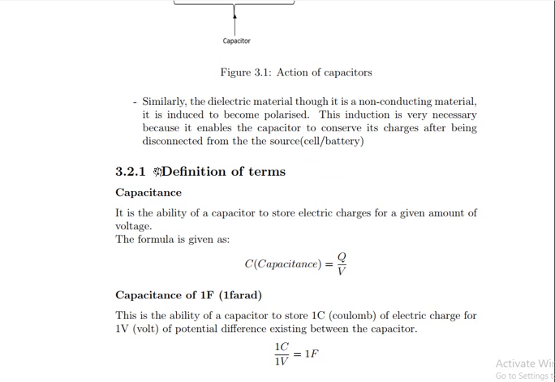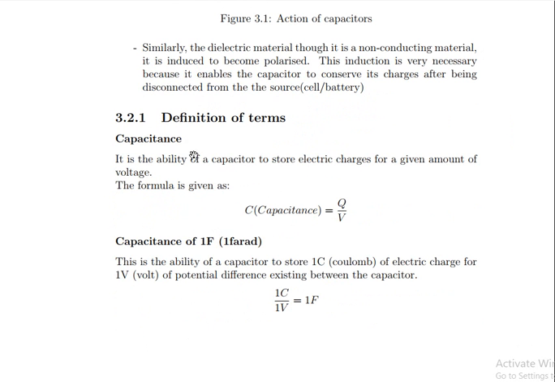So now let's write some definition of terms. With definition of terms, you have capacitance. Capacitance is the ability of a capacitor to store charge for a given amount of voltage, and this is equal to Q over V. Now, a capacitance of 1 farad is the ability of a capacitor to store 1 coulomb of electric charge for 1 volt of potential difference existing across the capacitor. So 1 coulomb over 1 volt is equal to 1 farad, and capacitance is measured in farads.